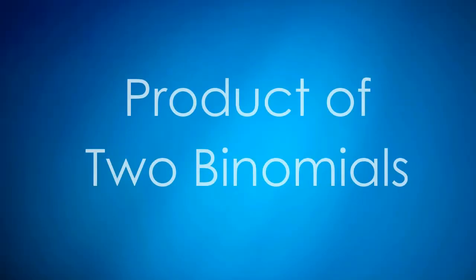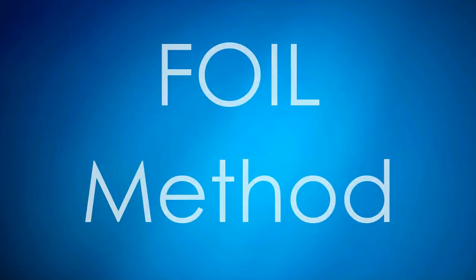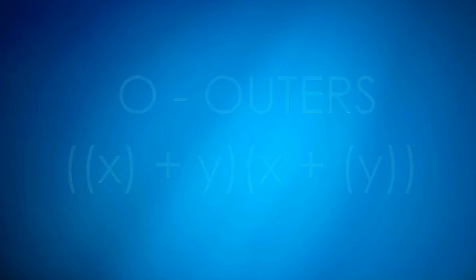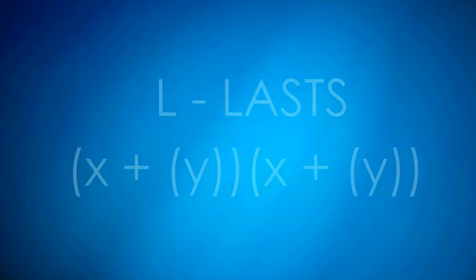The first topic that we're going to discuss is the product of two binomials. To multiply two binomials, we have to use the FOIL method. FOIL stands for firsts, outers, inners, and lasts.